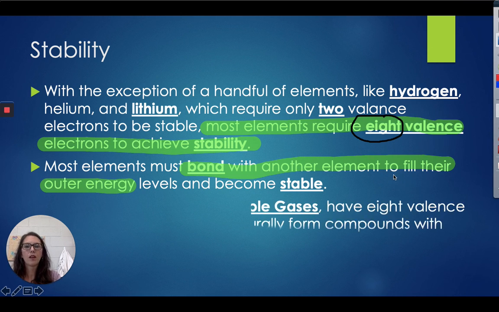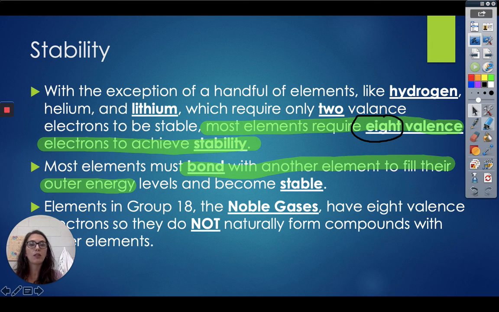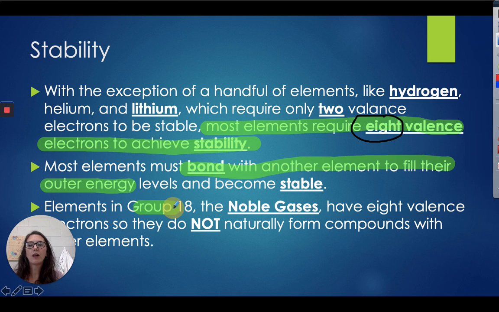Okay. All right, now the group 18. Remember, we said that it has 8 valence electrons, so it is stable. It is not going to be reactive. So group 18, we call that the noble gases. They have 8 valence electrons, and we want to highlight that they do not naturally form compounds. So they are not very reactive at all.